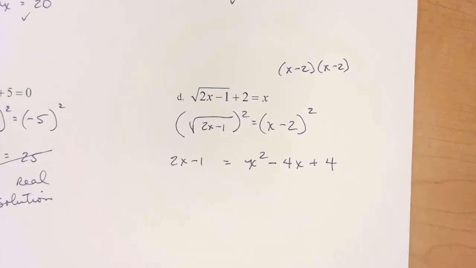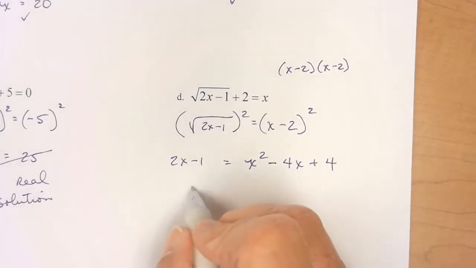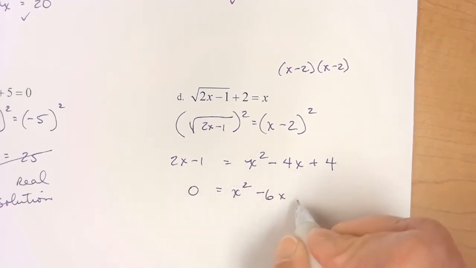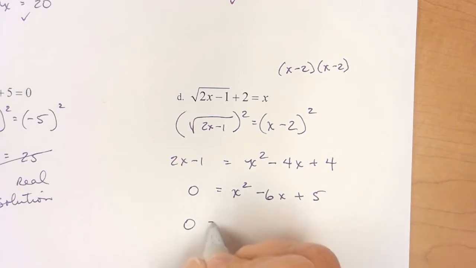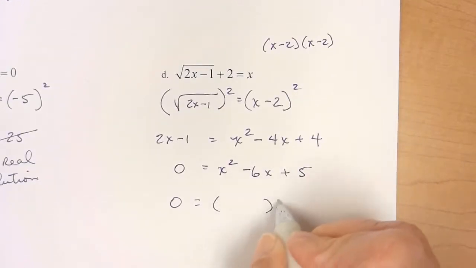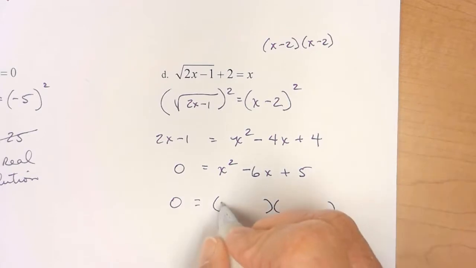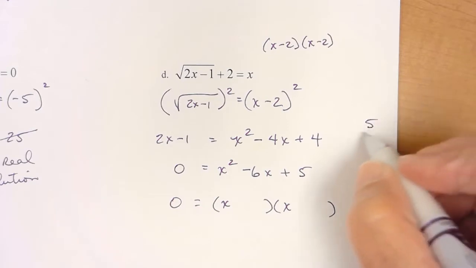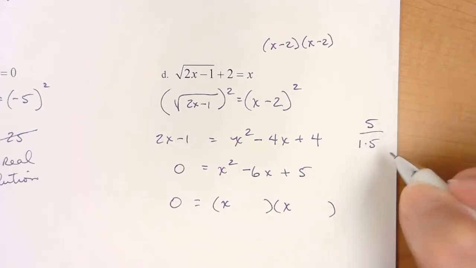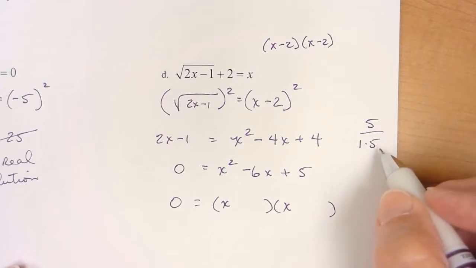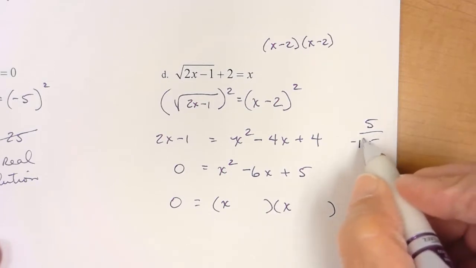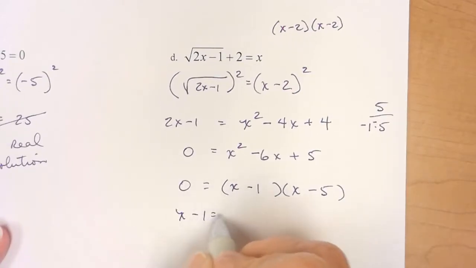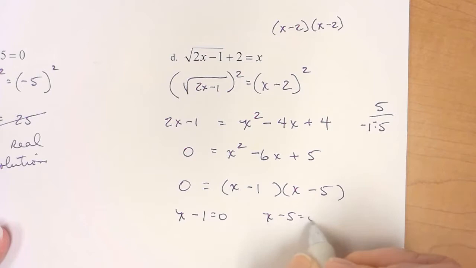Now I've got myself a quadratic. So I'm going to move these terms over to one side. Got to subtract 2x, got to add 1. Now I've got to go factor. I know x will be in the first place, and this is one of those nice ones. So the 5 is split up as 1 times 5. That's the only way I can split it. If I add those together, it'll give me a plus 6x, so I need to subtract those. And now I set them individually equal to 0.